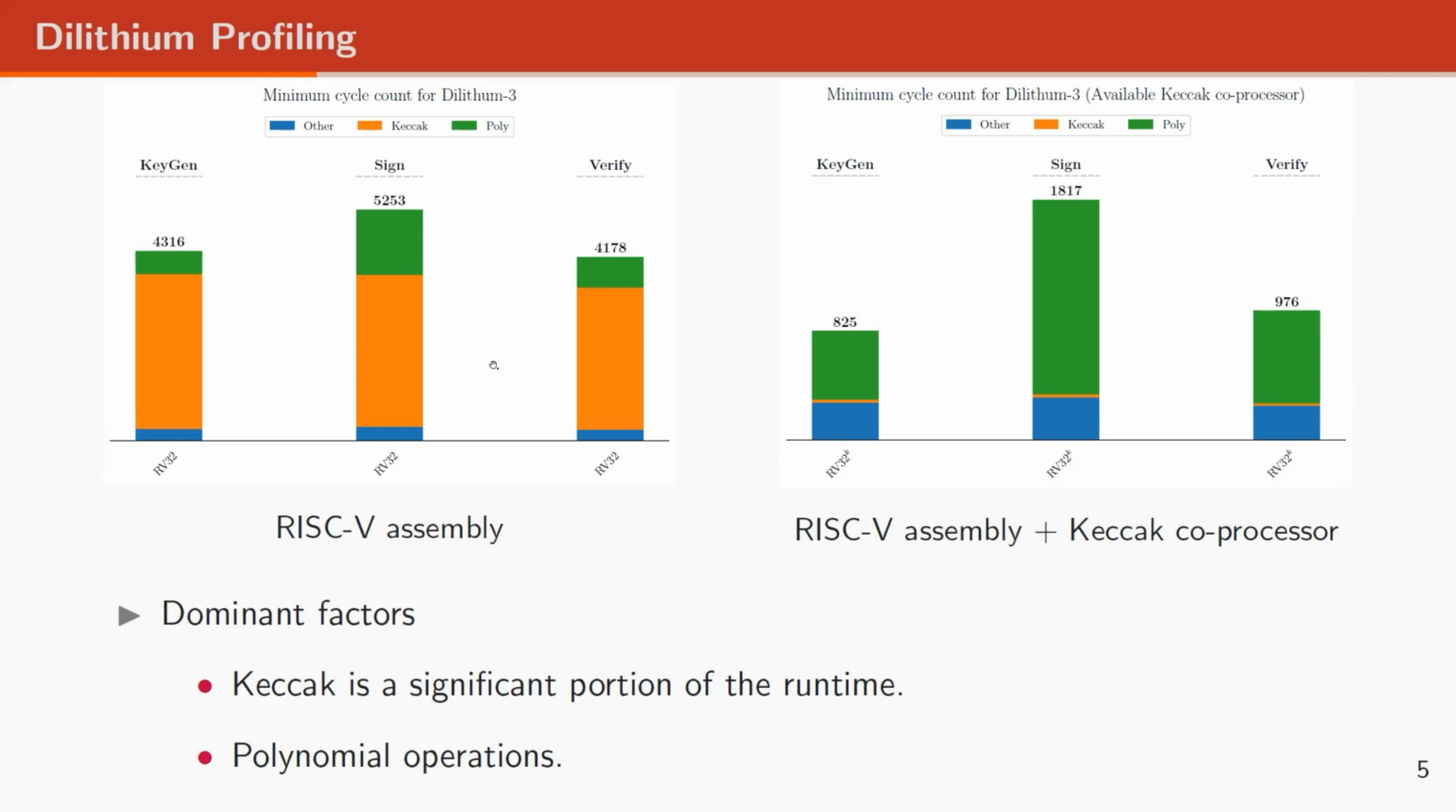But Keccak coprocessors have been many in the literature. It's something that has been covered. So we also used a Keccak coprocessor to measure the same numbers again, and we verified that, yes, the next dominant factor is the polynomial operations. So we decided to accelerate this.